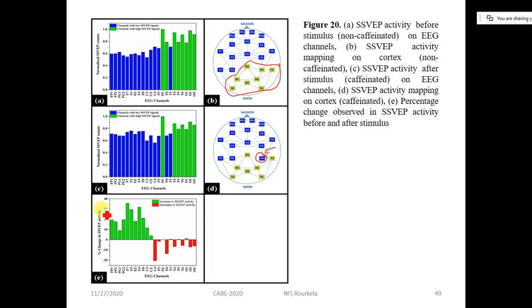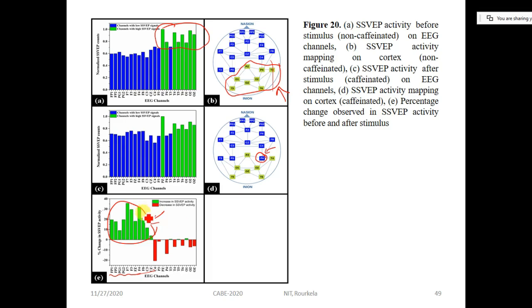Now we went for the percentage change in the SSVEP activity. If you see the percentage change, these frontal regions, basically the posterior frontal regions, are getting much more activated. Why is this so? Because we have given visual signals, we were expecting the parieto-occipital lobe to get more activated. The activity is indeed more in the parieto-occipital lobe, but the percentage change in SSVEP activity, which is associated with cognitive perception, is more in the frontal lobe.